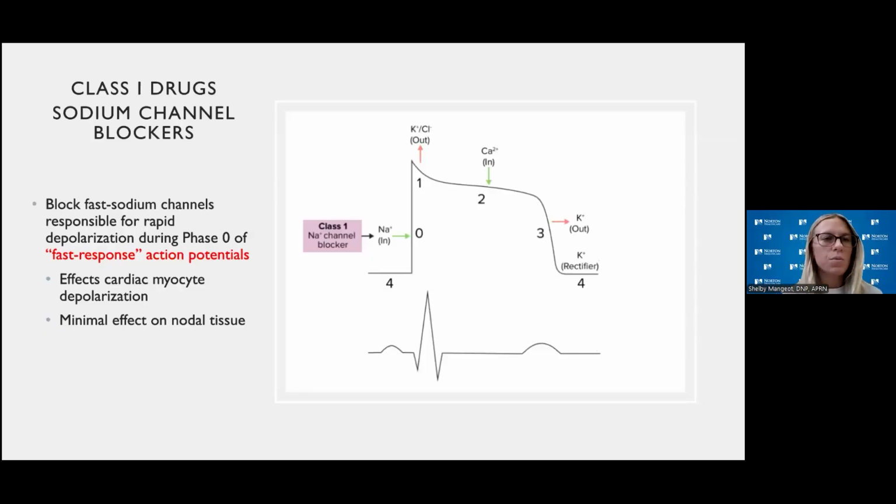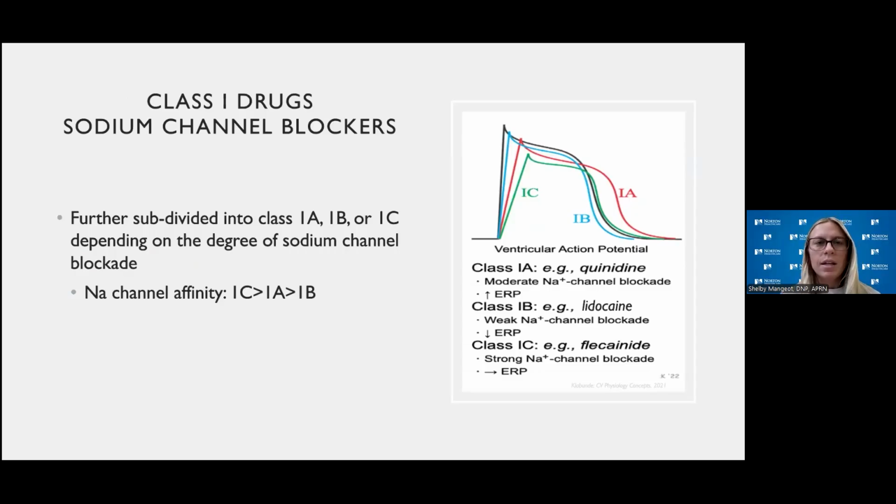So starting with class 1 drugs, these are our sodium channel blockers. And so you can see here in the picture, the sodium channel blockers block that fast sodium channel responsible for rapid depolarization during phase 0 of the fast response action potential. So this medication is going to affect cardiac myocyte depolarization, and has minimal effect on the nodal tissue. The interesting thing about class 1 drugs is they are further divided into class 1A, 1B, and 1C, depending on the degree of sodium channel blockade they provide.